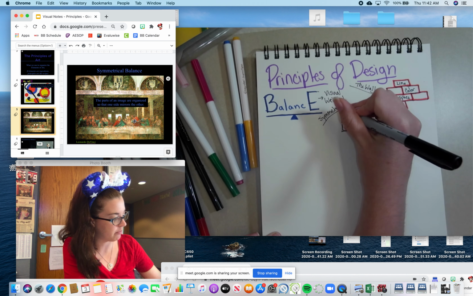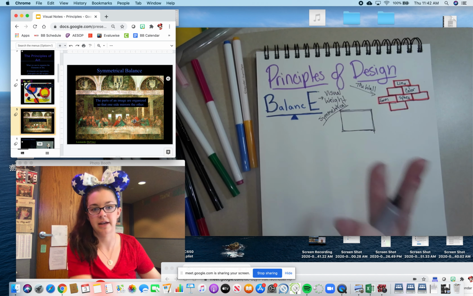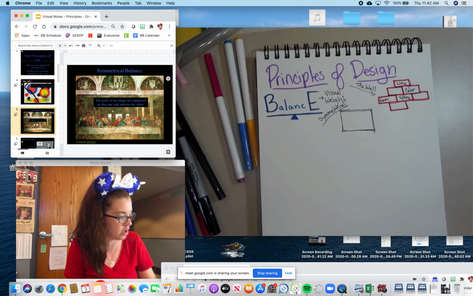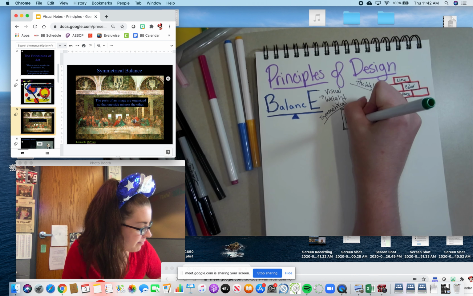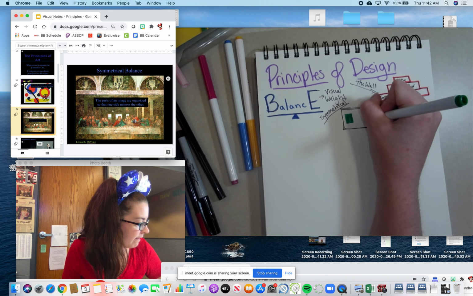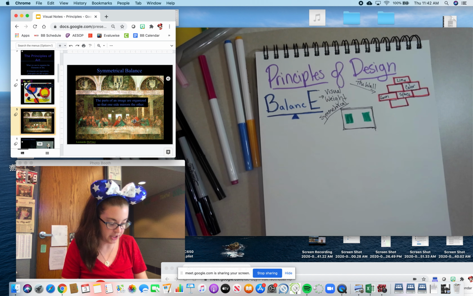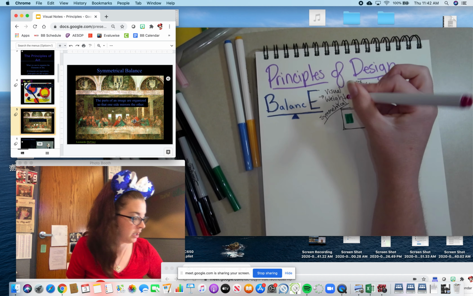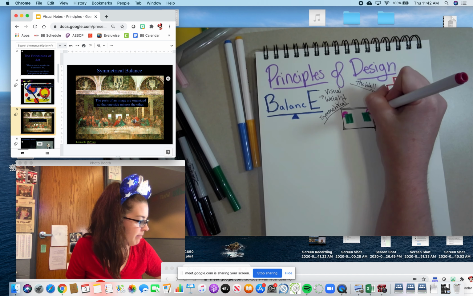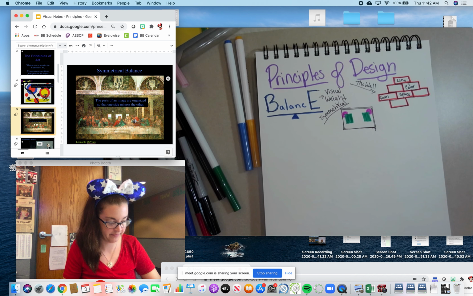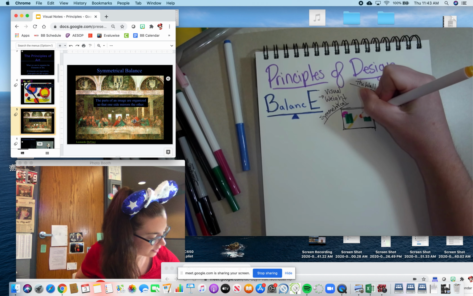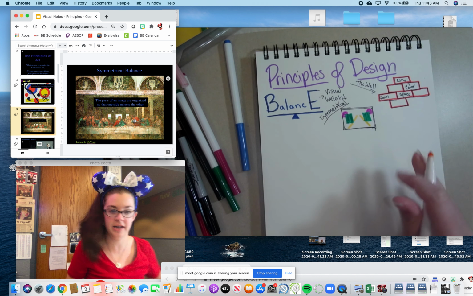So symmetrical balance, anytime I draw a rectangle like this, that's like the edge of my composition or the edge of my paper, my pretend artwork, is where the elements match each other on both sides. So if I have a big green square on this side, I need to have a matching one on this side. If I have a thin yellow line on this side, I need a thin yellow line on that side.